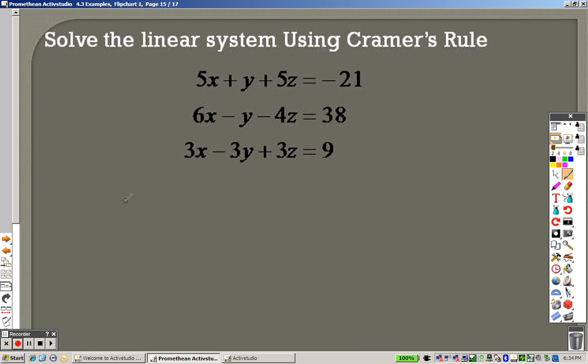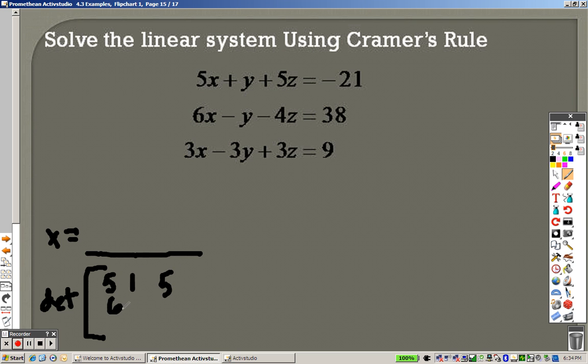So, what do you mean by that? So let's try this the best way I think we can do it. So what I mean is you find the determinant of 5, 1, 5, 6, -1, -4, 3, -3, 3. Now personally, because this is a 3 by 3, I would do that 3 by 3 on the calculator. And we'll get back to the tops here in a minute.